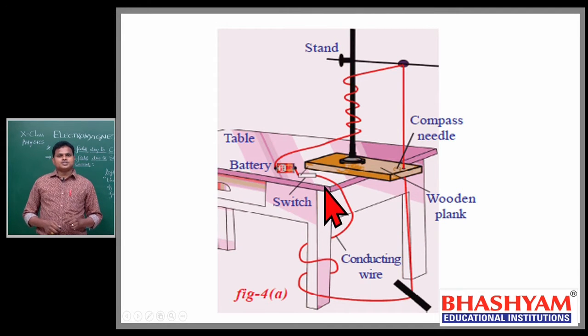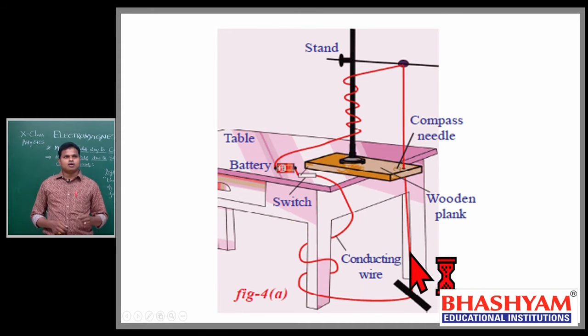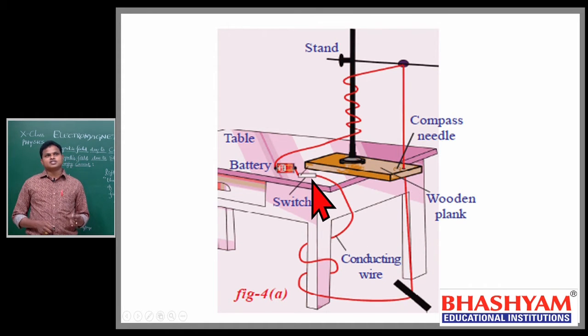Now the switch is on. When the current is passed through the wire, which is arranged in a vertical position, the current passes through the wire.